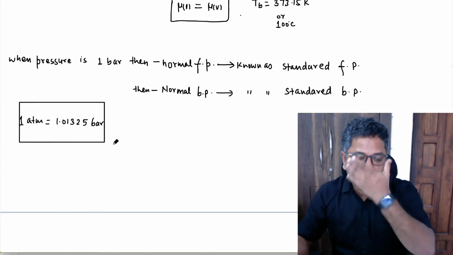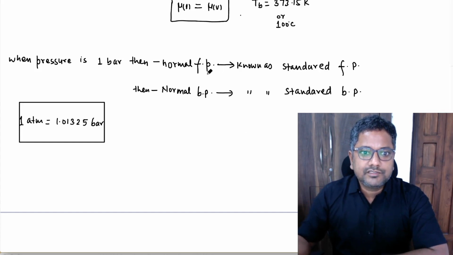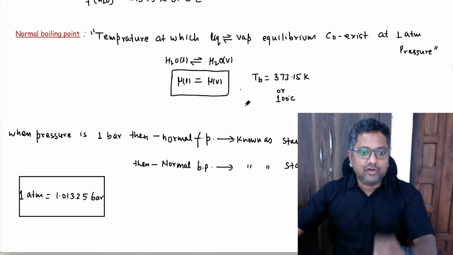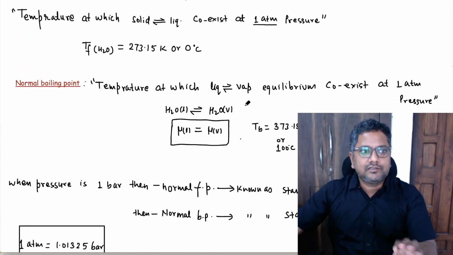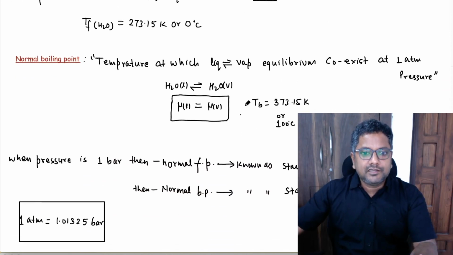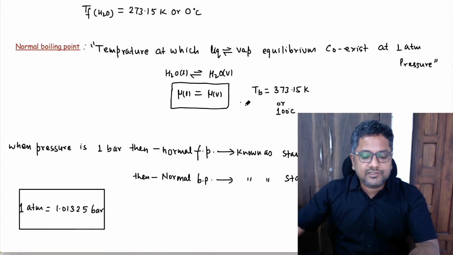So 1 atm is equal to this bar. This is the definition of normal boiling point or boiling point, normal freezing point or freezing point, and standard freezing point and boiling point. Now see what factors affect these.